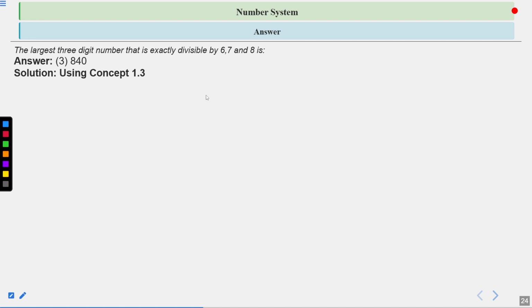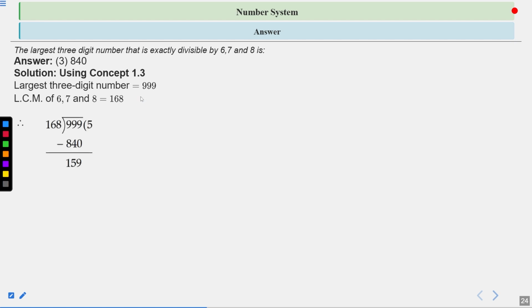We take the LCM of 6, 7, 8. The largest 3-digit number, we know, is 999. But we need a number which is divisible by 6, 7 and 8, all three numbers. So we take the LCM of 6, 7, 8. We got 168. Now we take the multiple of 168 nearest to 999. So we just divide it. We get 5 times, which is 840, and 159 is the remainder. So if we subtract 159 from 999, that number will be divisible by 6, 7 and 8, all three numbers, which is 840. So third one is the correct answer of this question. Next one.